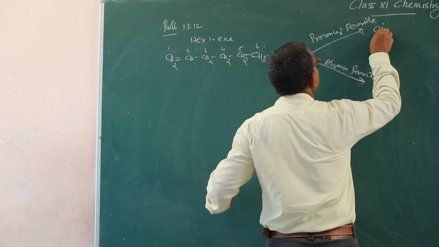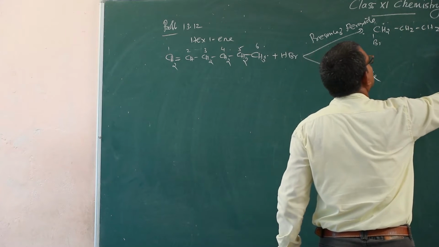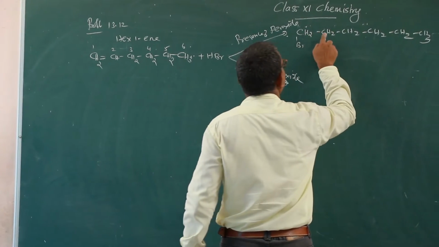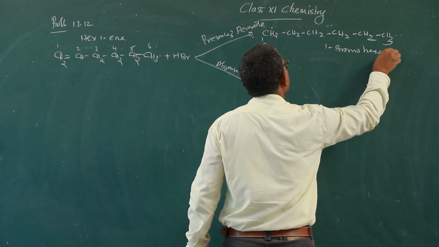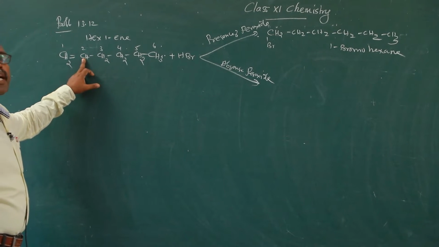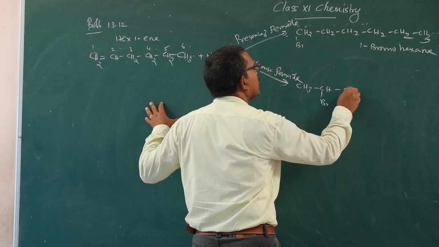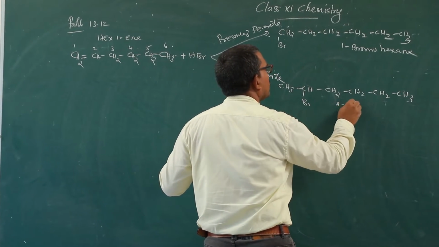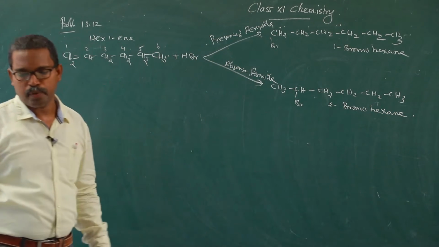So the product is CH2Br-CH2-CH2-CH2-CH2-CH3, carbons 1, 2, 3, 4, 5, 6. 1-bromohexane is the product. Absence of peroxide means it follows the Markovnikov rule, bromine added here. So CH3-CHBr-CH2-CH2-CH2-CH3. 2-bromohexane is the product.